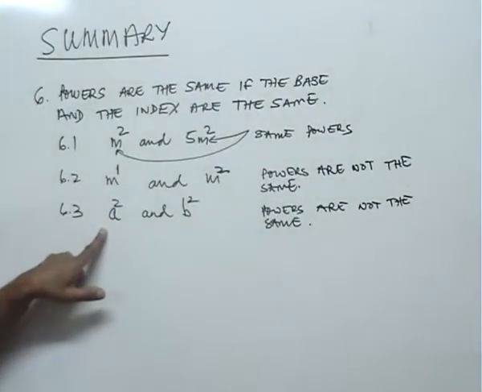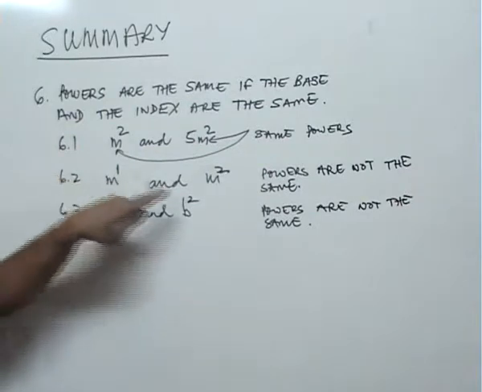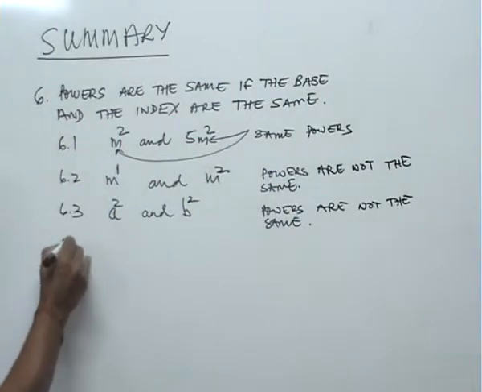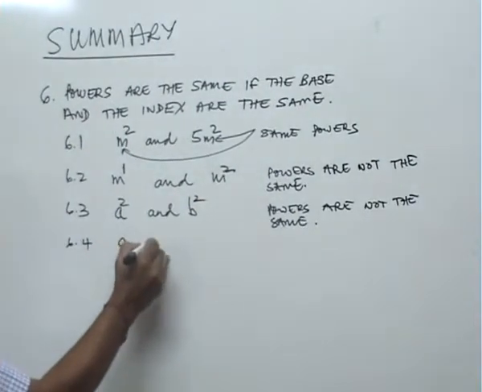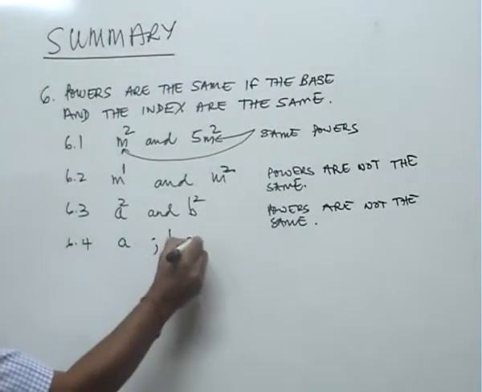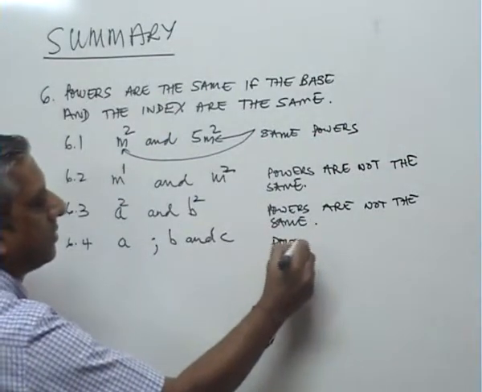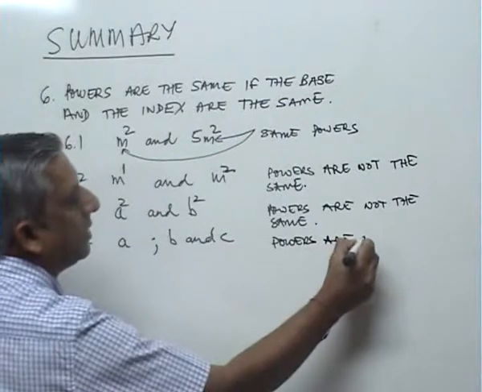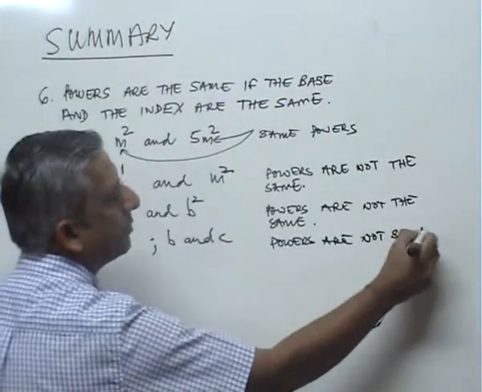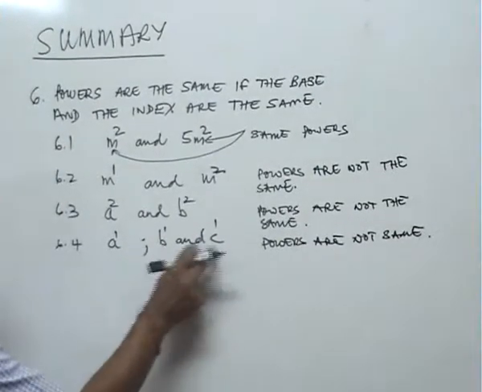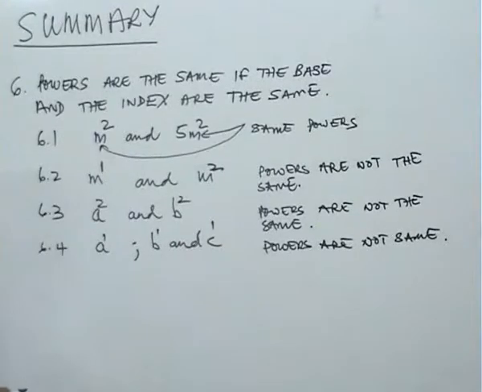Now here, again, the powers are not the same because this time the indices are the same, but the bases are not the same. And 6.4, A, B, and C. These are also powers, and these powers are not the same. Because in all of these, the indices are the same, but the bases are different. Alright, so I think we're quite clear about what are same powers and where the powers are not the same.